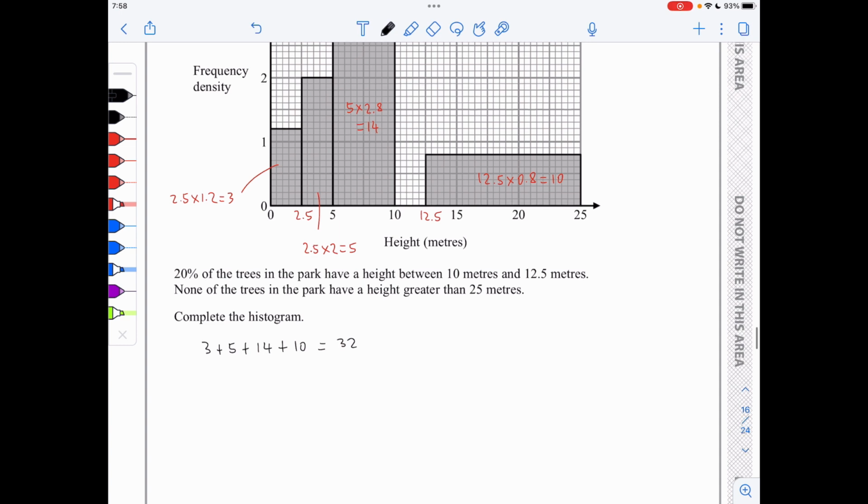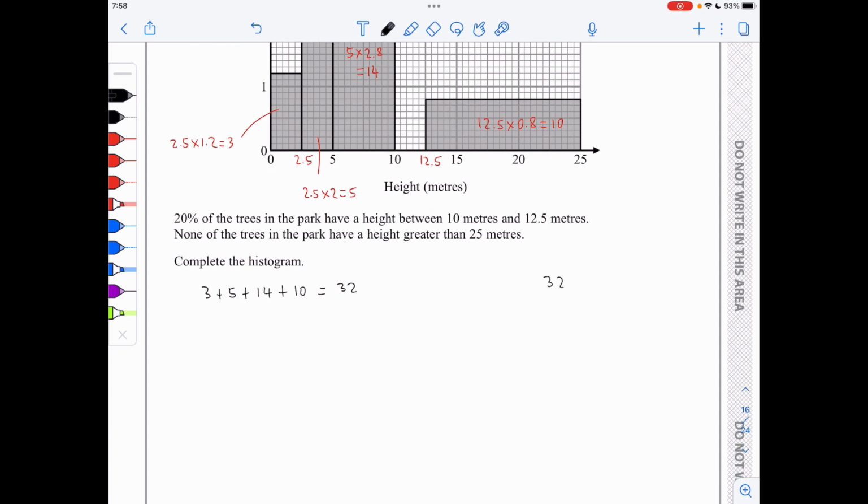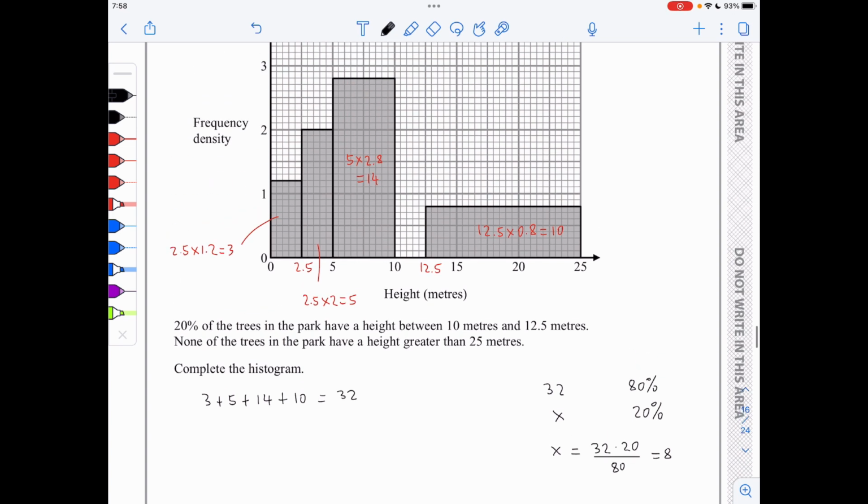And I'm going to use a ratio here. I'm going to say that 32 squared units represent 80% of the data because 20% is in the missing class here. So how many squared units to represent 20%? So x is 32 times 20 over 80, which works out to be 8. So what we are missing here between 10 and 12.5 is a rectangle that has obviously a width of 2.5 and an area of 8.